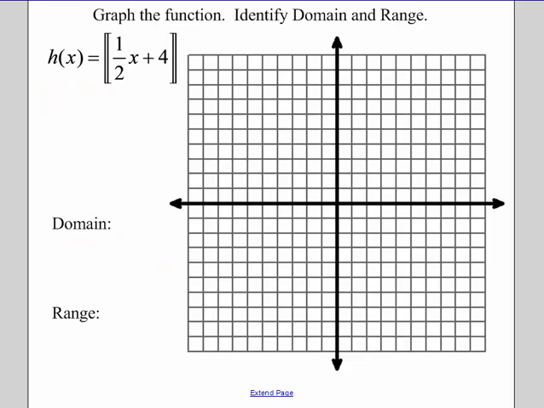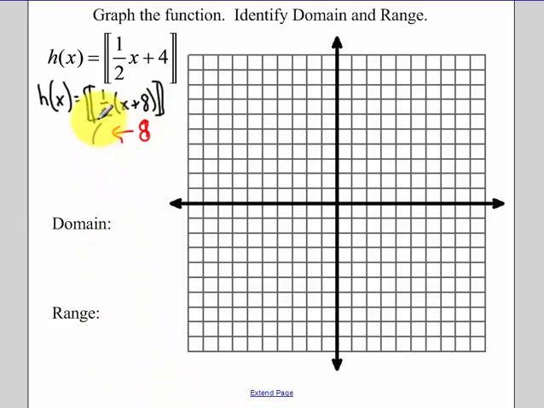Okay, the last one. We have to do some manipulation here. Remember, when there's a 1/2 next to the x, what you have to do is factor that out. That gets me the correct translation. So this 8 here means I'm going left 8.